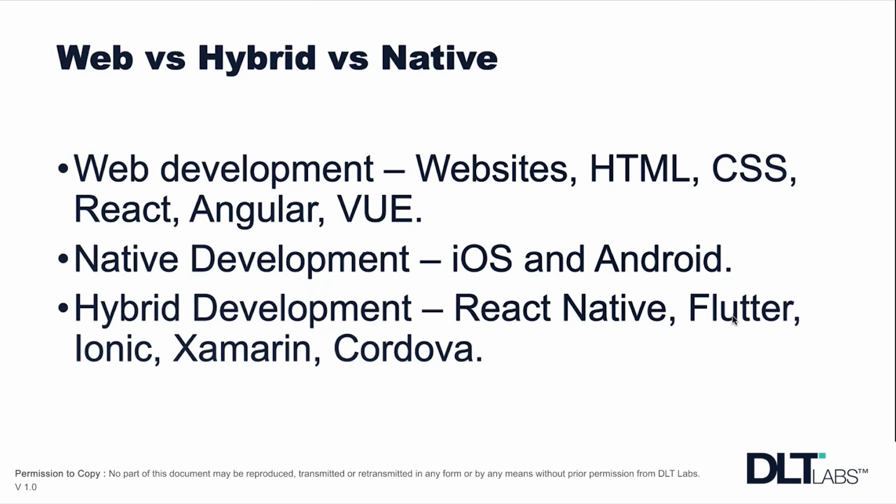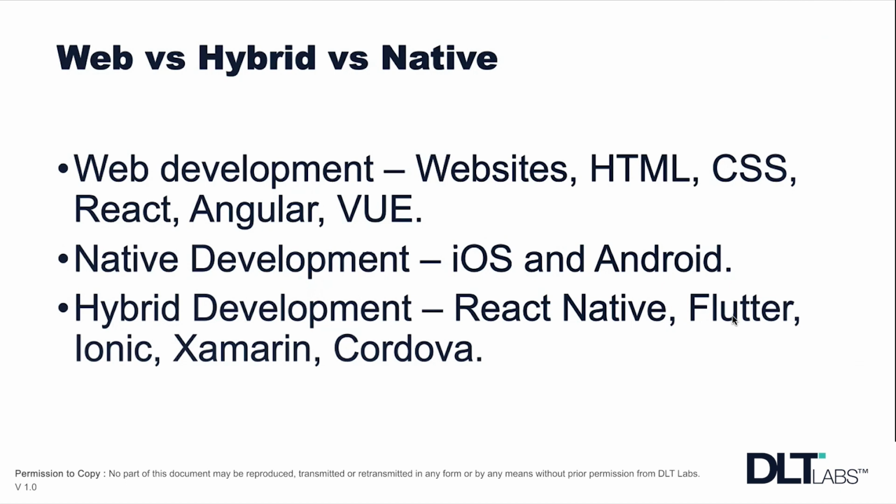here we are going to talk about web versus hybrid versus native. So web. When you talk about web, it means website, it means HTML, CSS, JavaScript, Bootstrap. So a website is entirely different from a mobile app.